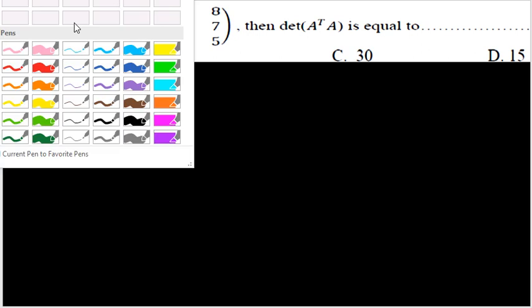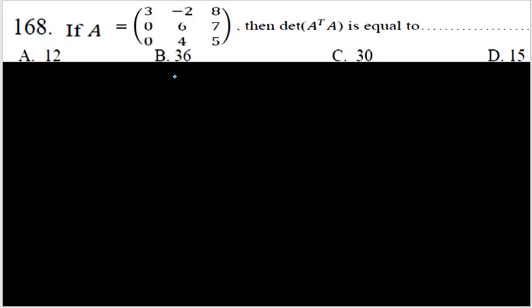The first question: if the matrix A given here is a 3 by 3 matrix, then what is the determinant of A transpose times A? The determinant of A transpose times A is equal to determinant of A transpose times determinant of A.